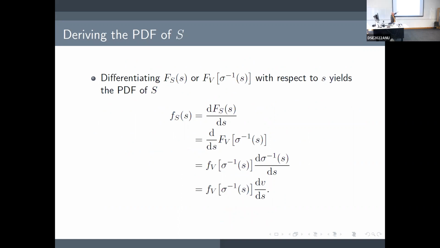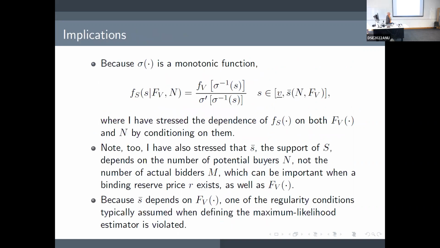Well, it's dF/dS, which is dF of V at sigma inverse, and we get down to here. So we have a mapping between the distribution of valuations and the distribution of bids. And it looks like this. So S upper bar depends not only on F of B, but on N. And if you have any covariates, they belong in that too.